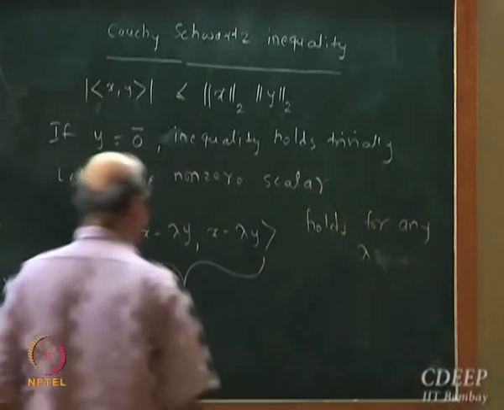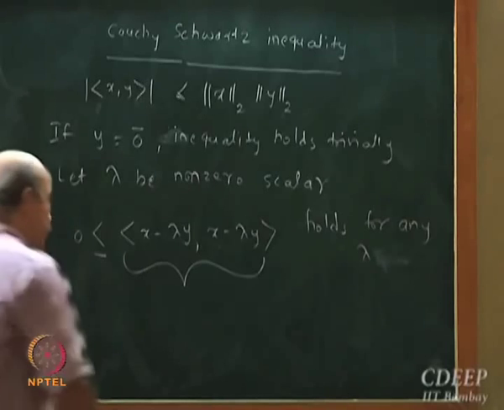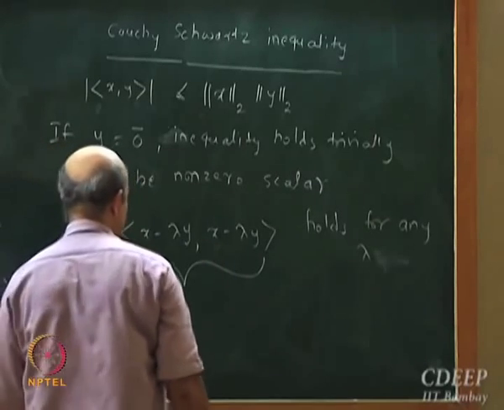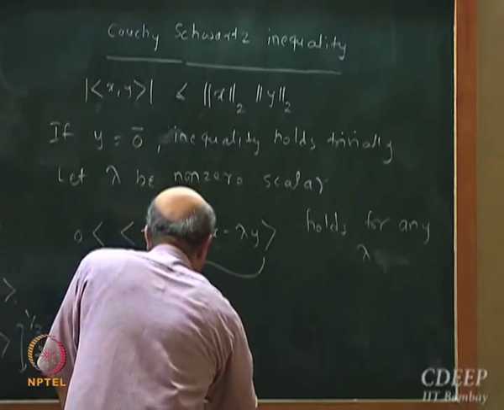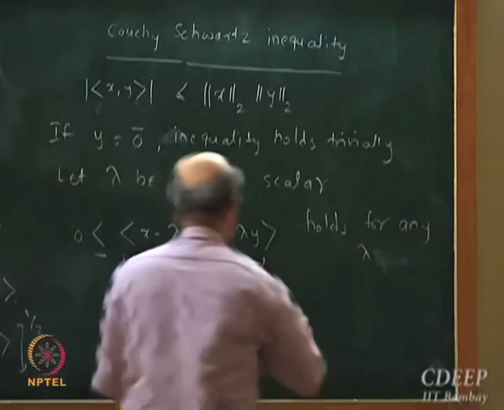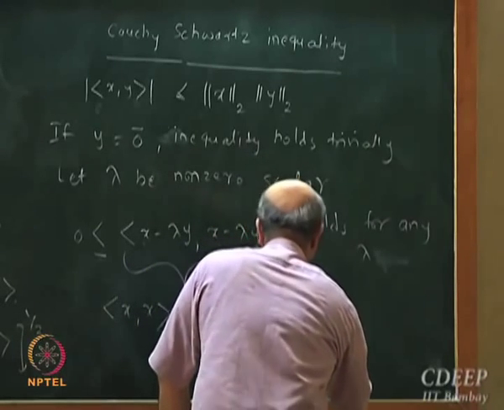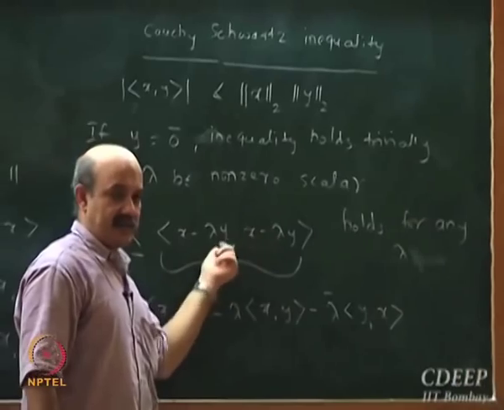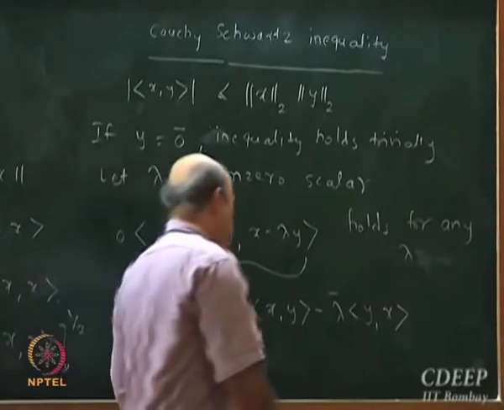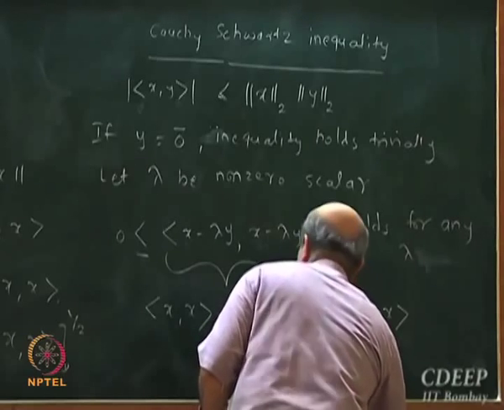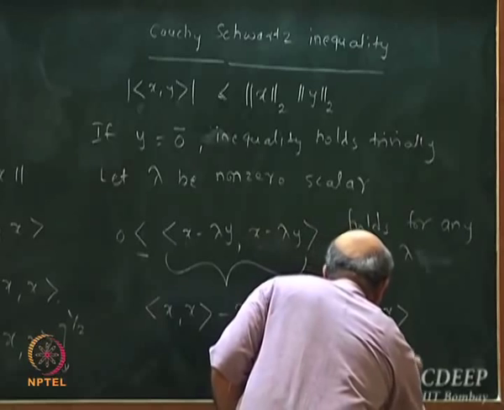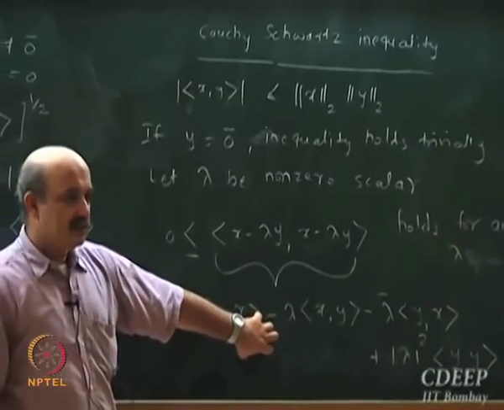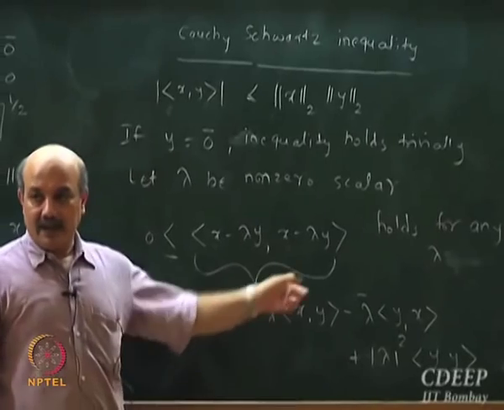So what is this quantity on the left hand side, can you expand this? So this will be x inner product x, I am taking first with first, then x inner product lambda y, minus lambda bar y inner product x, look carefully, lambda times lambda bar and the distribution, I am using the distribution property, okay, plus. Everyone with me on this? I have just expanded the right hand side.